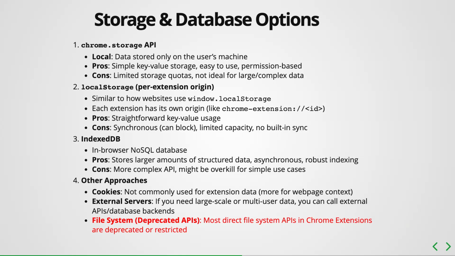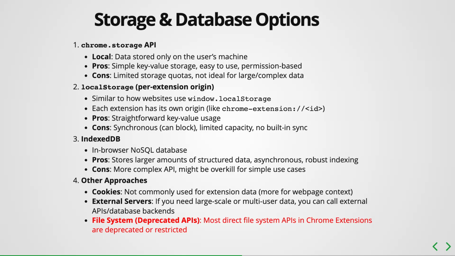Two, local storage. So that's per extension origin. So it's sort of like Chrome storage, but it's going to be much more cleanly encapsulated in a chrome.extension slash ID. Chrome storage would be really useful to store key value pairs. Local storage can do everything that Chrome storage does, but it also allows you to store things like assets, like images or files that you might want to access from your Chrome extension.